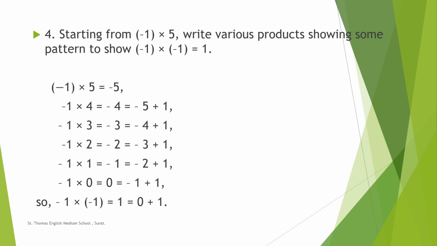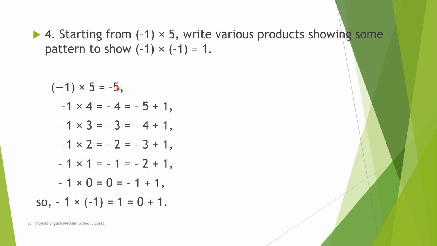Question number 4. Starting from minus 1 into 5, write various products showing some pattern to show minus 1 multiplied by minus 1 is equal to 1. So you have to start with minus 1 into 5. We know minus 1 into 5, answer is minus 5. Like this, up to minus 1 into minus 1, you have to complete. So what is the next number? Minus 1 into 4, that is minus 4.